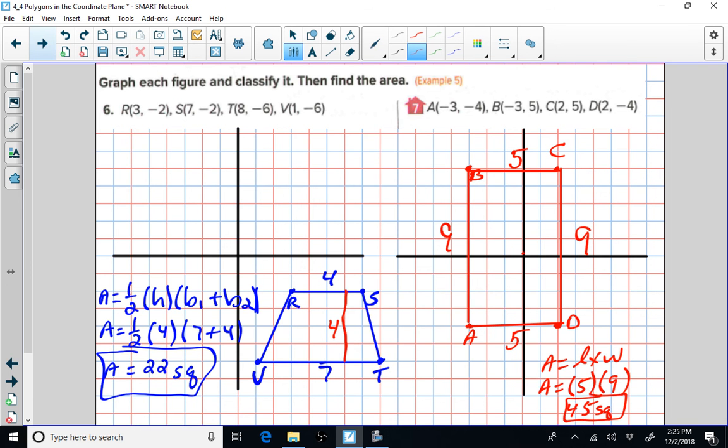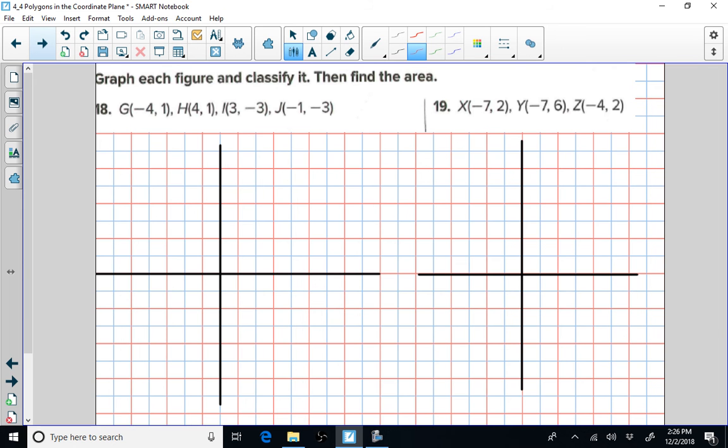Alright. Let's look at our next couple problems. It says to graph each figure and classify it.